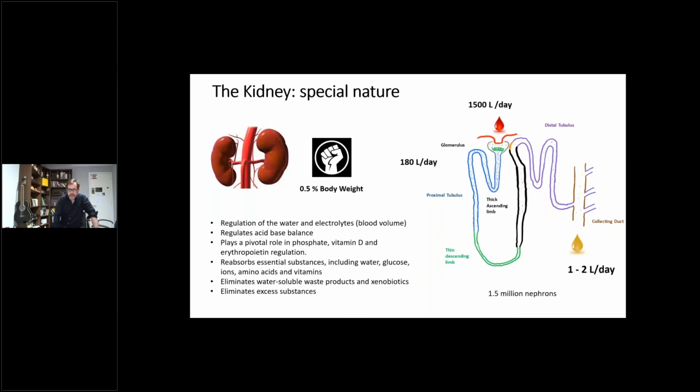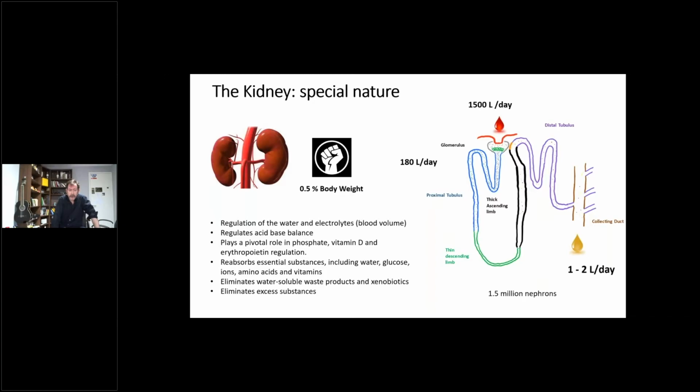But it has lots of sub-roles in that, so it also regulates acid-base balance. The kidney tries to keep your blood pH at 7.4. The kidney also plays a pivotal role in phosphate, vitamin D, and erythropoietin regulation. And erythropoietin is, as you know, required for producing red blood cells. So the more erythropoietin, the more red blood cells. The kidney also reabsorbs essential substrates, including water, glucose, ions, amino acids, and vitamins.